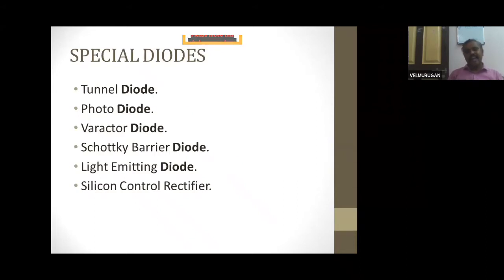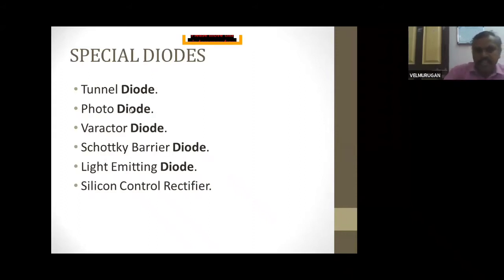First one is the tunnel diode, then photodiode, varactor diode, Schottky barrier diode, light emitting diode, and silicon controlled rectifier diodes. These are used for the SCR, otherwise called SCRs. These are special types of diodes. In electronic devices, and as biomedical engineers, you must know the different types of special diodes.